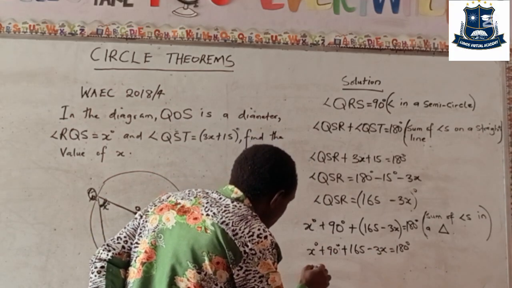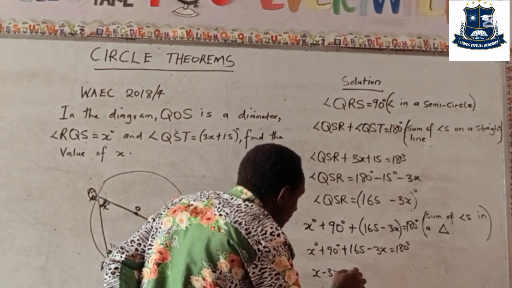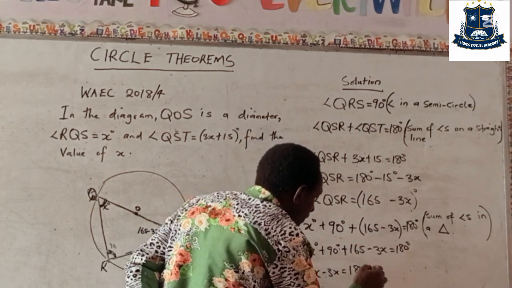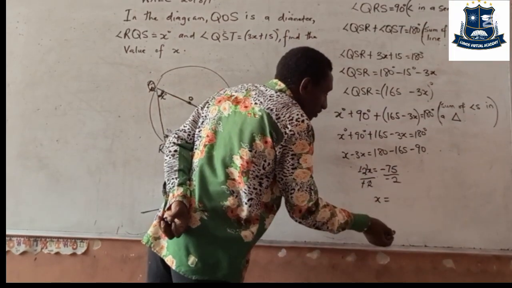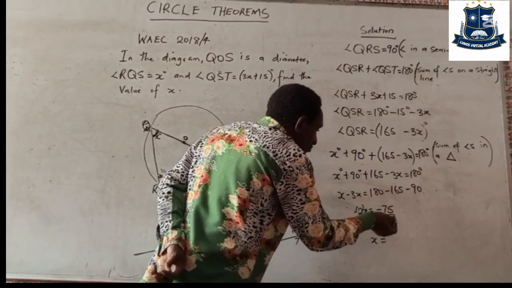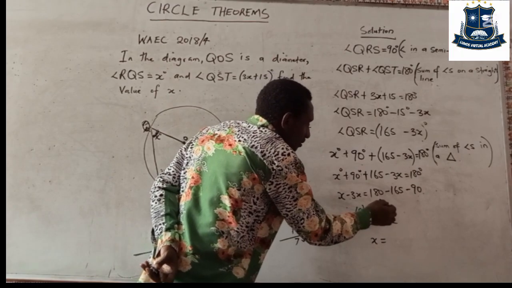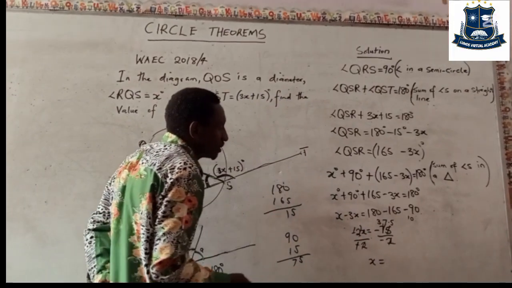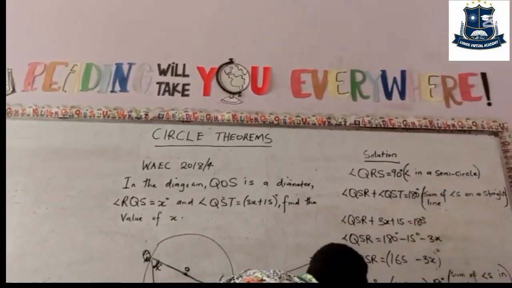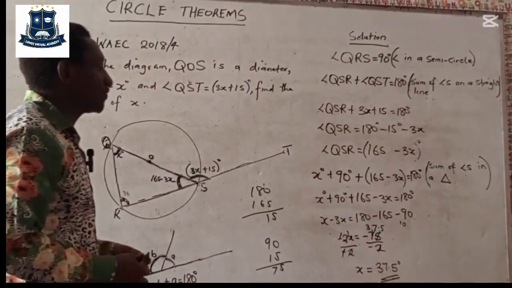So bringing like terms together, this is x minus 3x equals 180. The 165 goes over to the side, so you have minus 165. If 90 goes over, you have minus 90 degrees. So this is left alone here, and minus divided by minus is plus. If I divide 75 by 2, 2 into 7 is 3, remember 1, 2 into 15 is 7, remember 1, so what you have here is 37.5 degrees.